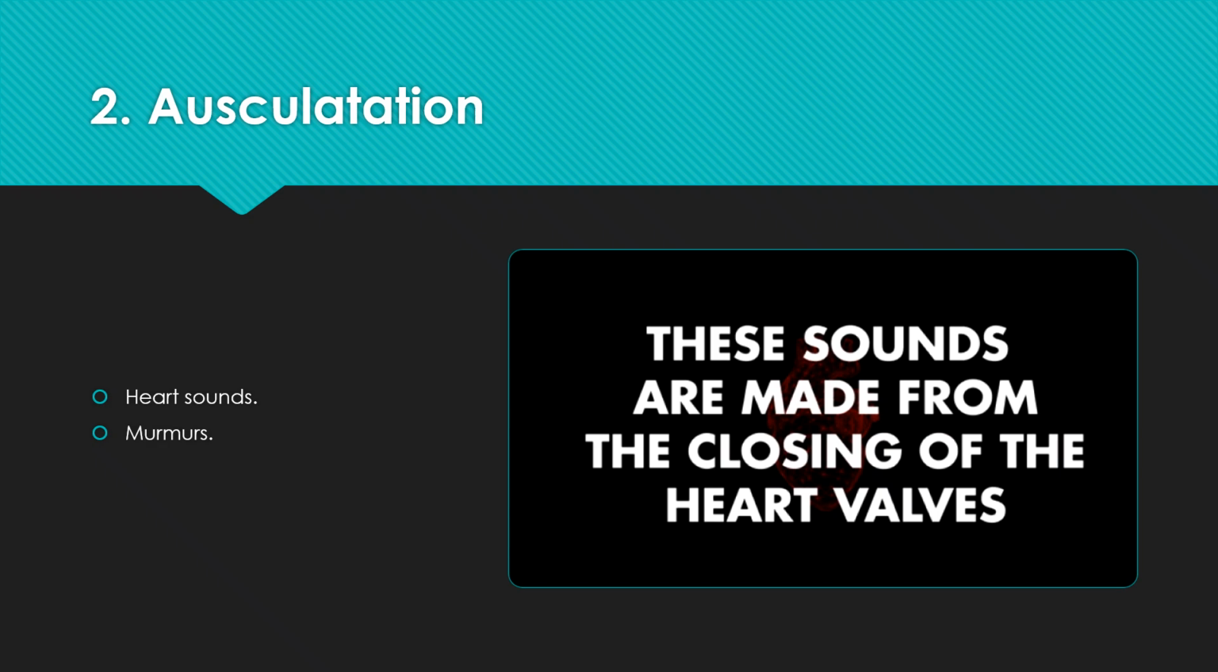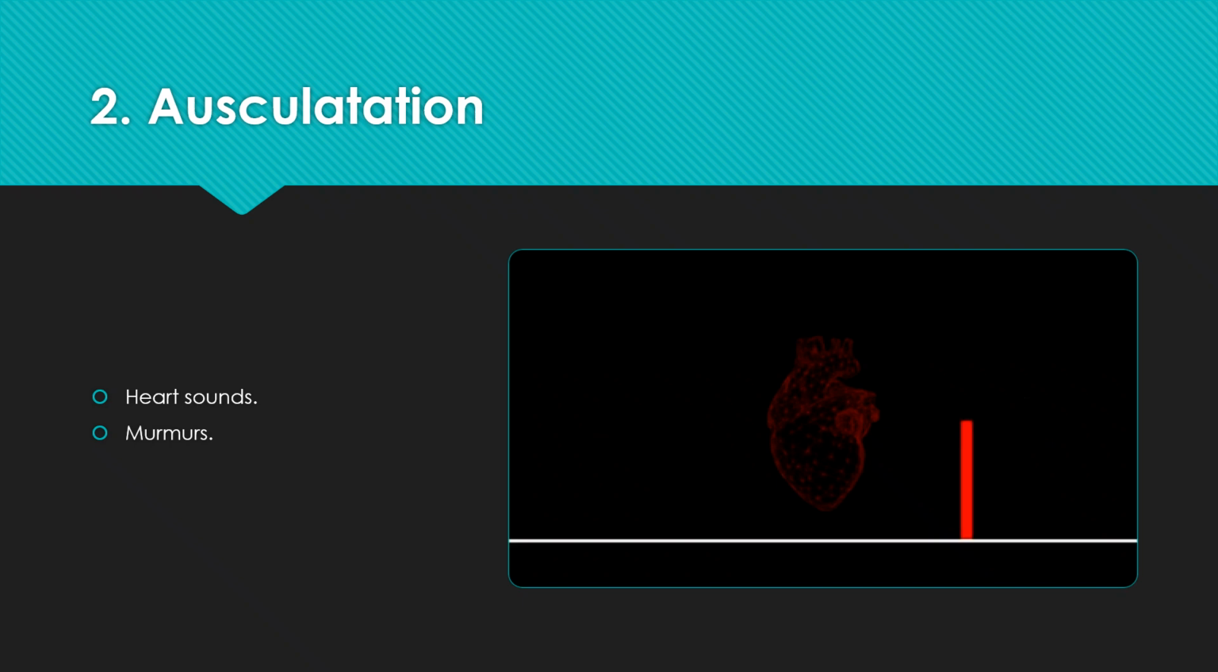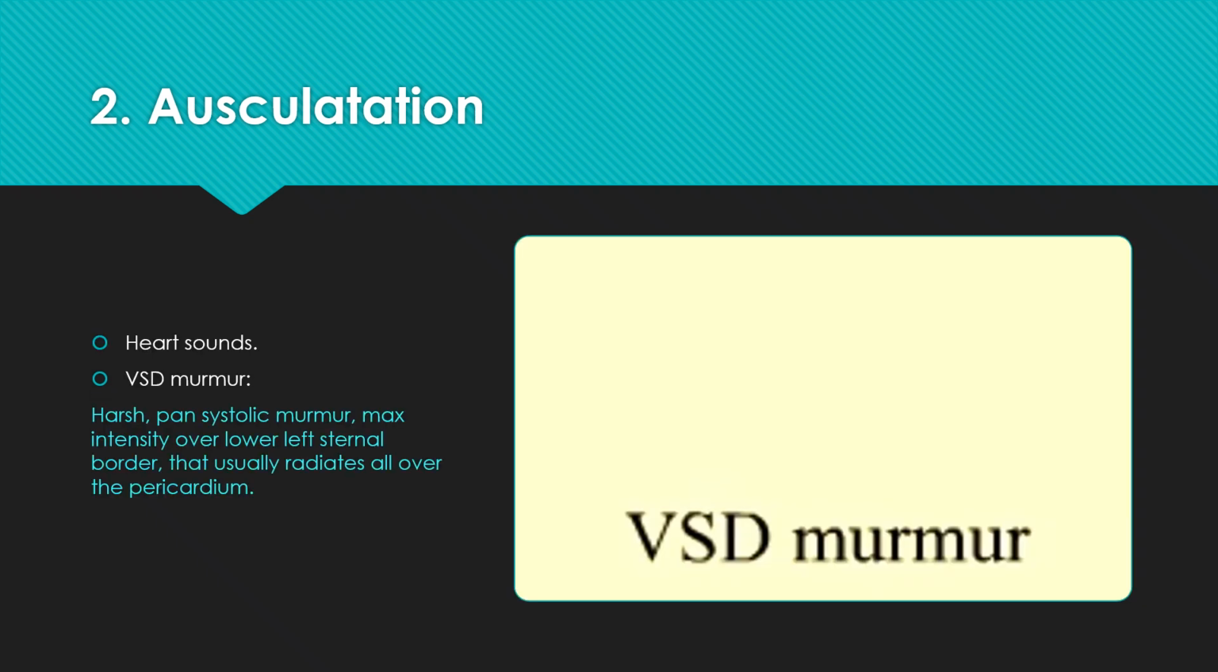The heart sounds are made by the closing of the heart valves. We usually can hear the lub, dub, lub, dub. The lub is the closure of the AV valves, the mitral and tricuspid, while the dub is the closure of the semilunar valves, the aortic and the pulmonary valves. A murmur is an abnormal musical sound that can be heard because of turbulence of blood flow.